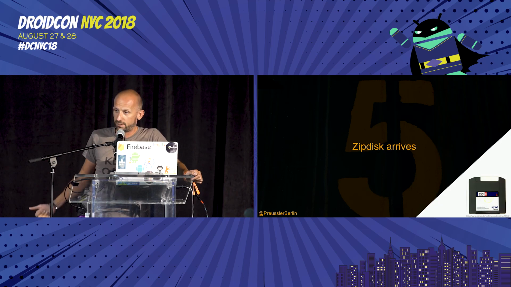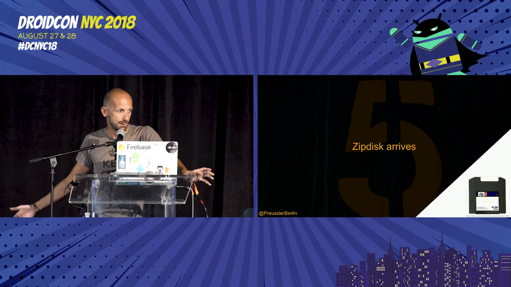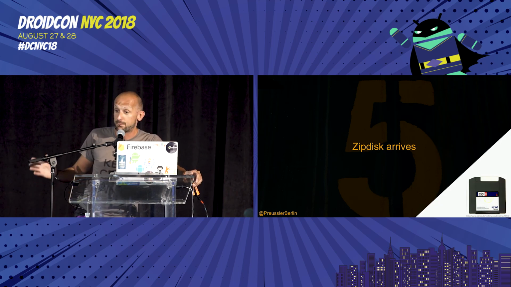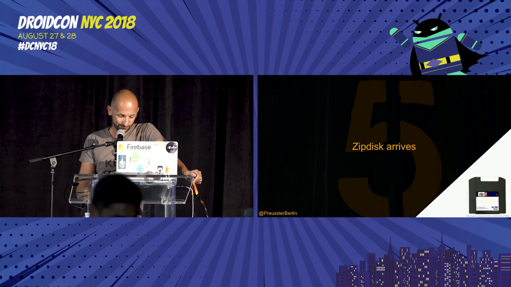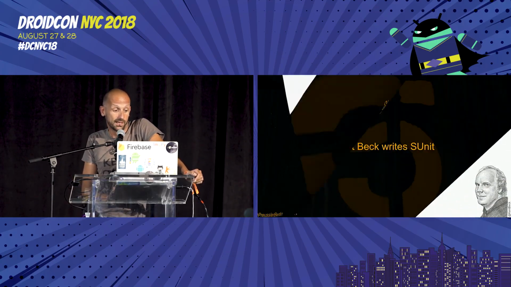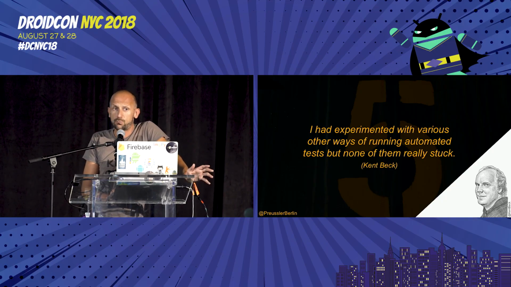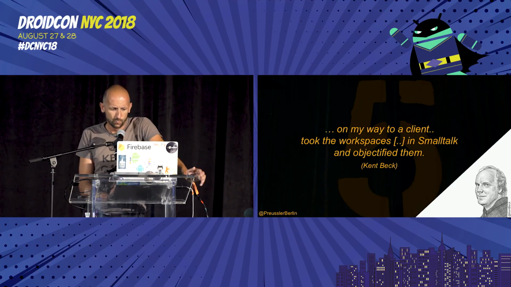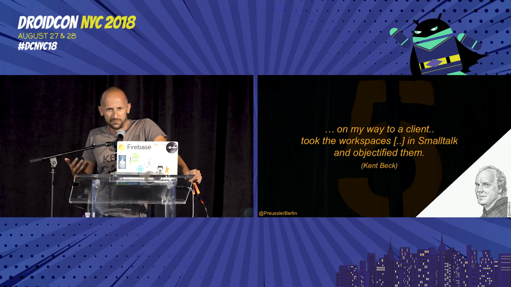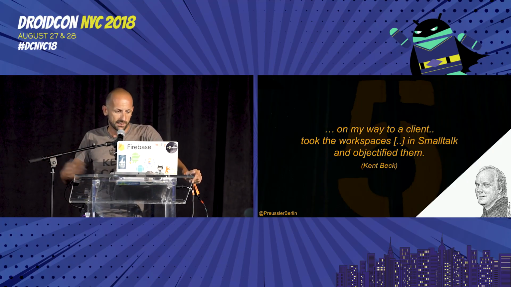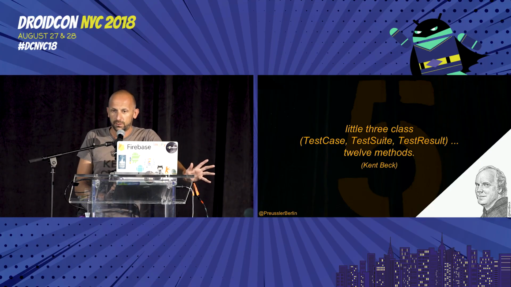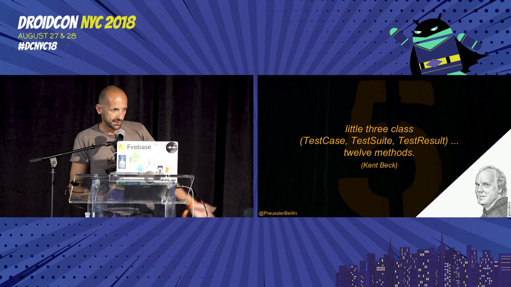So that thing arrived as a zip disk. Maybe someone remembers that. You could put a lot of games on it. That's what I remembered back then. It was also the year a guy called Kent Beck wrote SUnit. S stands for Smalltalk. He basically had played around with a lot of different testing frameworks, didn't really like them, and then he was on the way to a client and played around with the workspaces he had and ended up with 3 little classes: test case, test suite, test result.